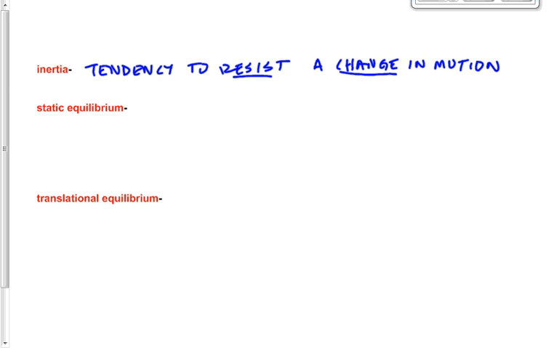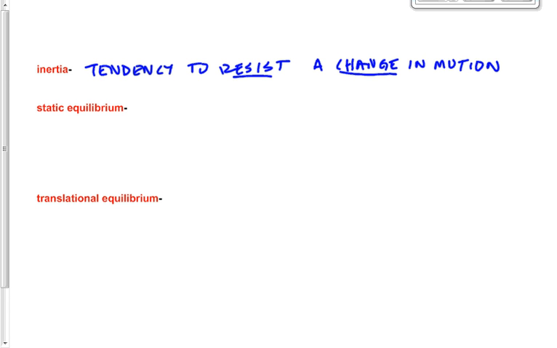Similarly, that same car that's sitting at rest in the parking lot will resist a change in motion. It doesn't even want to start. So a car that's moving doesn't want to move faster. It doesn't want to stop. A car that's not moving doesn't want to start. They both have inertia. They both have a tendency to resist a change in motion. They want to keep doing what they're doing. If they're moving, they want to keep moving. If they're at rest, they want to stay at rest. A tendency to resist a change in motion.